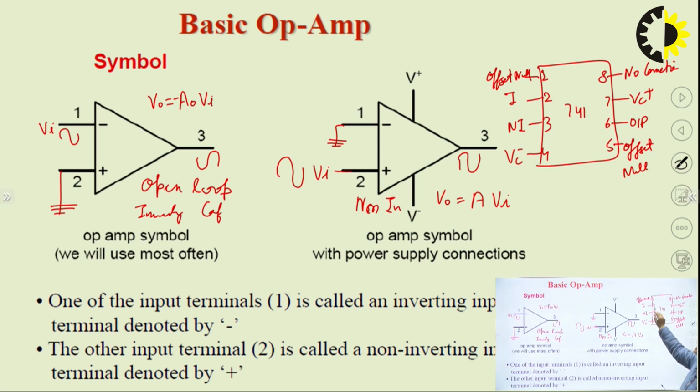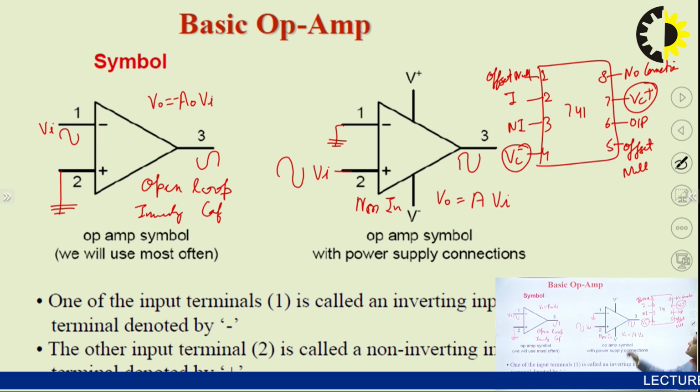Here this pin is for the inverting input, this is for the non-inverting, and this VCC minus and VCC plus are used for the biasing. This is the biasing, that V plus and V minus that we have given here.